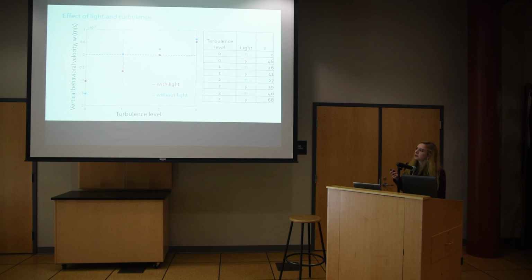So what we got from this graph is that we can't really determine if the light is affecting their behavior or not, because as you see, in both cases, they're swimming upward at a high turbulence level. But what we can determine is that there's quite a significant difference between their motion in still water versus their motion in a high turbulence level.